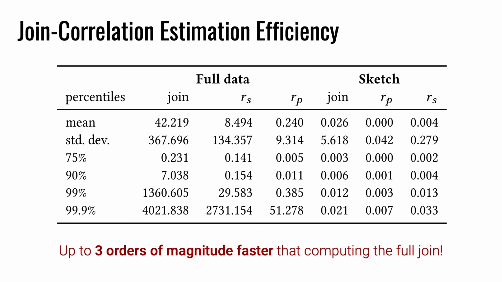Now let's look at runtime efficiency. Our results show that computing joins and estimates with correlation sketches takes only a fraction of a millisecond. On average, the computation can be orders of magnitude faster than using the full data. When we look at tail latencies, the improvements can be even higher. This level of speedup allows us to perform correlation estimation at query time.